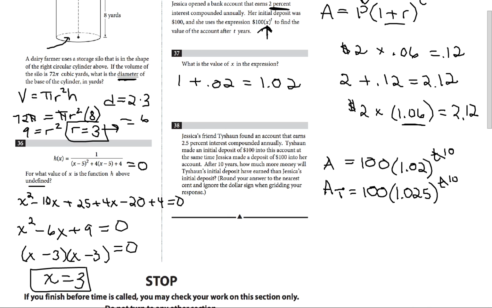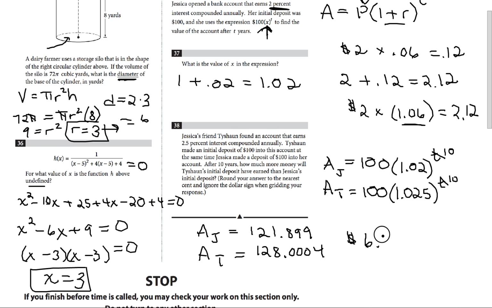So we're going to plug this into your calculator. This is Jessica, so we find the amount Jessica makes, and in the calculator we get 121.899. Our friend gets 128.0004, and the difference is going to be $6.11 after 10 years. So that's a little bit tricky. You have to understand this formula before you can do this one. All right, so that's it for test 1 of the new SAT.